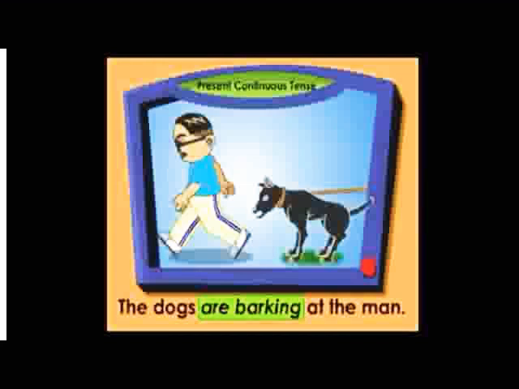The dogs are barking at the man. Okay, dogs is a plural noun, so we have used are with the plural. And similarly ing with the first form of verb. As you know, students, that in any continuous tense, we use ing with the verb.